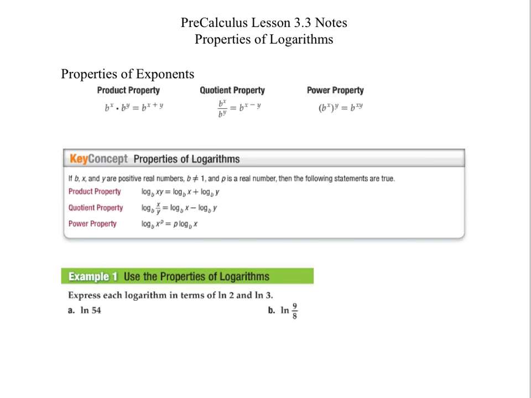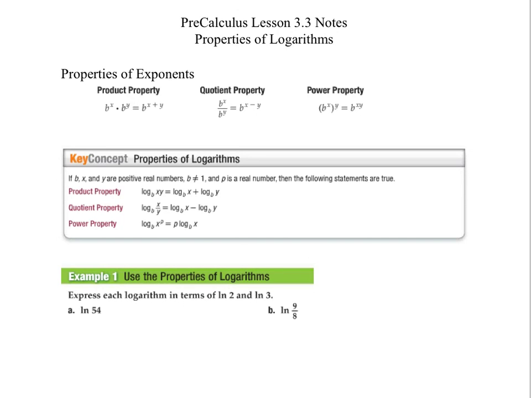Before we start the logarithm properties, though, we do want to take a look at some of the properties of exponents. The first one is the product property, where you have a like base and you're finding the product, then you can add the exponents. If you're doing the quotient of like bases, then you can subtract the exponents. And if you're doing a power to another power, then you multiply the exponent. So all of those will also be used in this lesson.